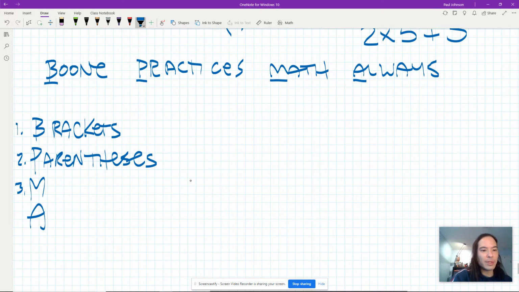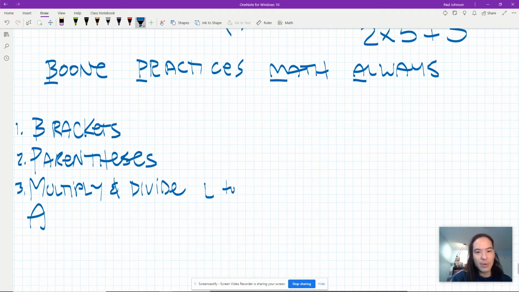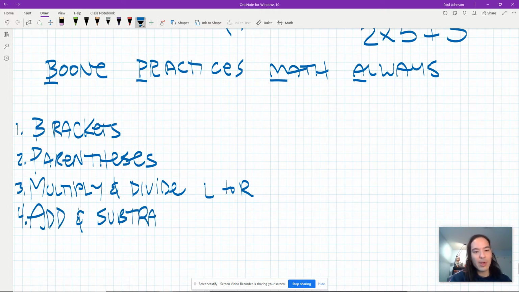Third, we have to solve the multiplying or dividing in the problem. And remember, you do that from left to right. It's not like multiply comes before divide. You do all the multiplication and division in the same step from left to right. Same thing with adding and subtracting. You do all of that in one step at the very end from left to right. Okay. So brackets.